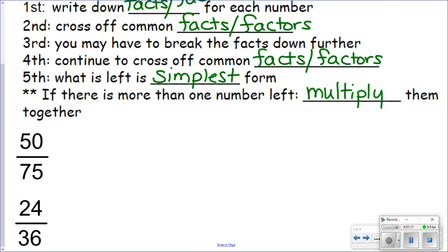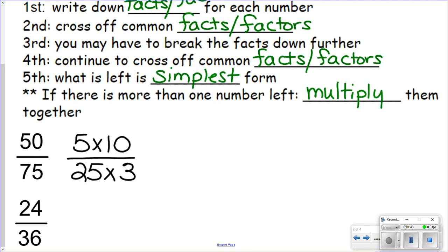So, 50 and 75. Two numbers that multiply together to give me 50, but not the only two options, are 5 times 10. 75 is 25 times 3. At this point, we have done step 1.